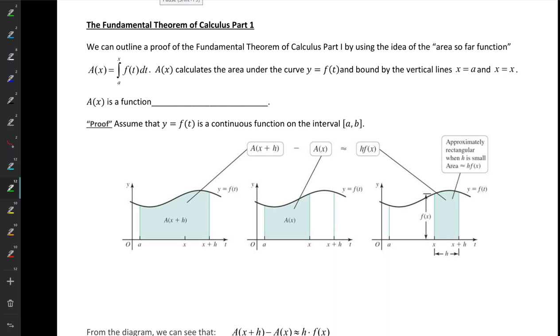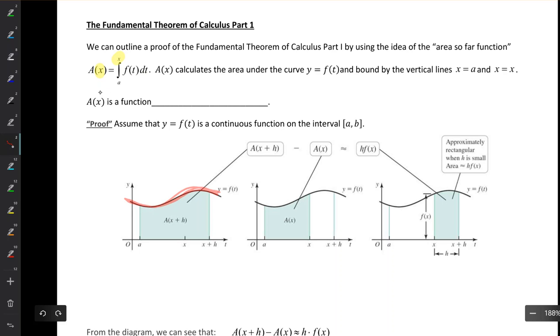In this video, we're going to outline a proof of the fundamental theorem of calculus part 1. What we're going to do is look at the area so far function, A of x, and it is calculating the area under the curve f. Y is f of t. We just need another letter than x, right?